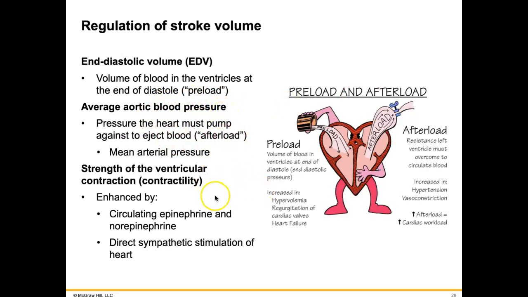So we also want to think about the strength of our ventricular contraction, which we term contractility. And it's enhanced by circulating epinephrine and norepinephrine. Remember, that's going to be released by our sympathetic nervous system, right? That is going to allow that contractility to increase and allow a greater strength of contraction to that ventricle to get the blood to go to the aorta and the pulmonary trunk.